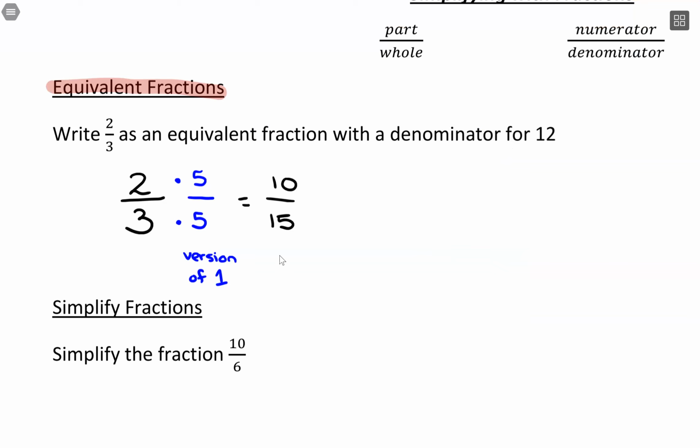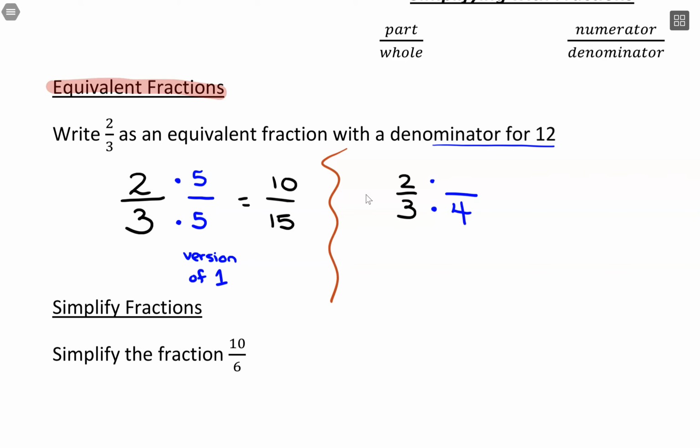So that's a little side piece there. Now we have 2/3, and we want to create an equivalent fraction. So we want to multiply both the numerator and denominator by the same number. They have to be the same. And we want a denominator of 12. In the denominator I have 3. So what do I need to multiply it by to get to 12? I need to multiply by 4.